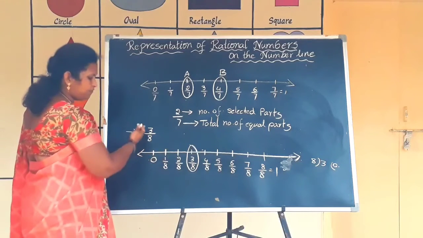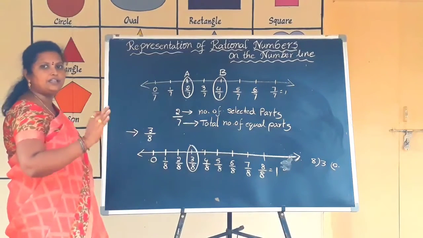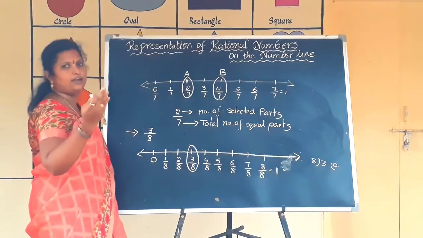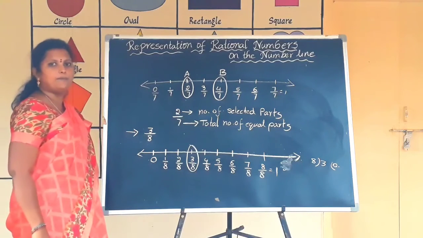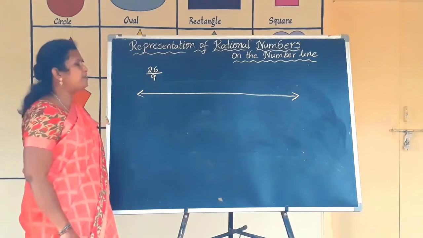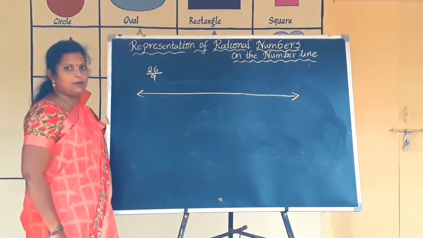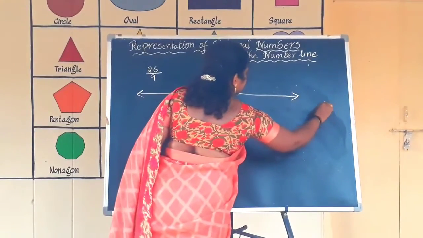Here the value of this number is in between 0 and 1. If the value is more than 1 or more than 2 or more than 3, how to represent that one on the number line? Let us see. Now let us see the number. How to represent this 26 by 9 on the number line. So first of all, do the division.